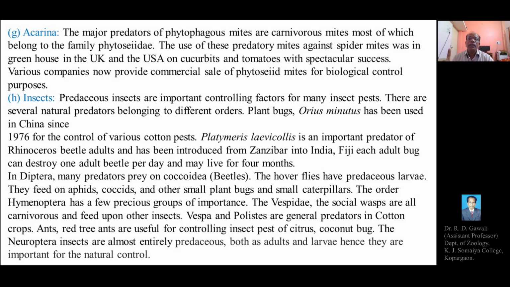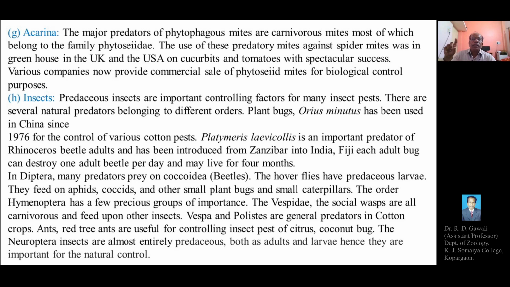So, a predaceous insect like a plant bug, Aureus minutus, has been used in China for the control of various cotton pests. Then Platymeris levicollis is an important predator of rhinoceros beetle adults and has been introduced from Zanzibar into India and Fiji. Each adult bug can destroy one adult beetle per day and may live for 4 months.